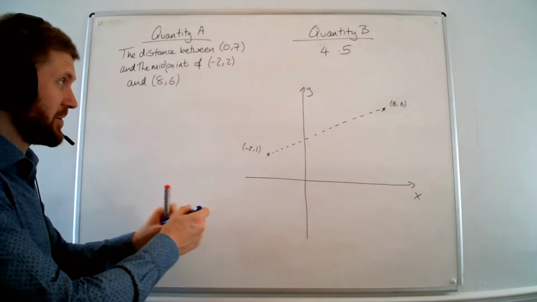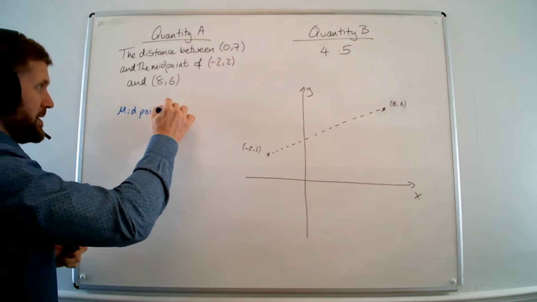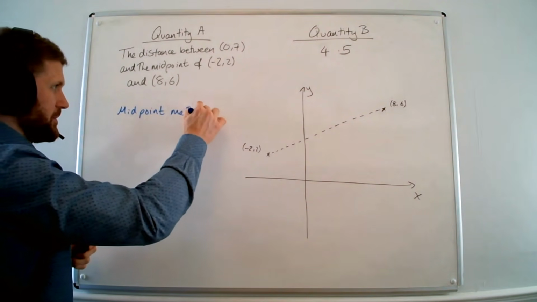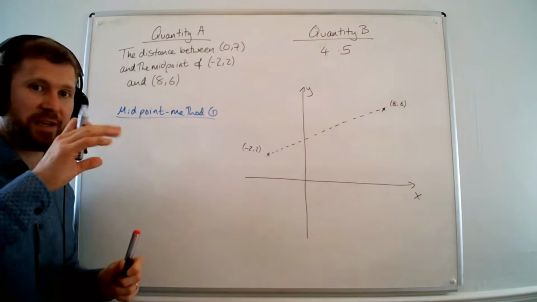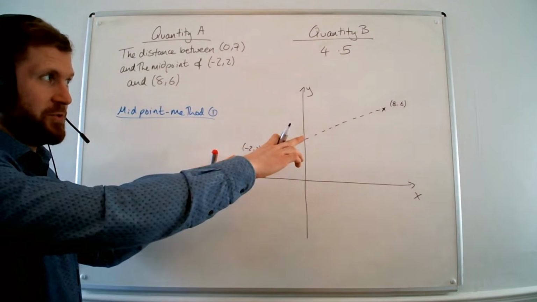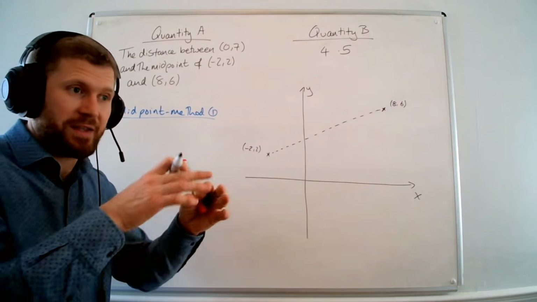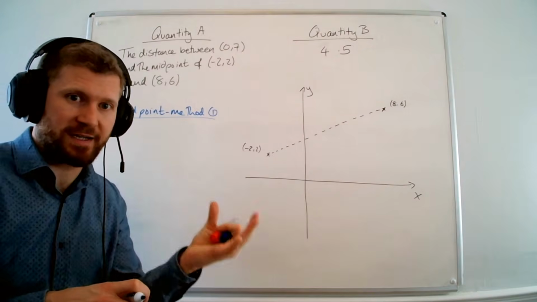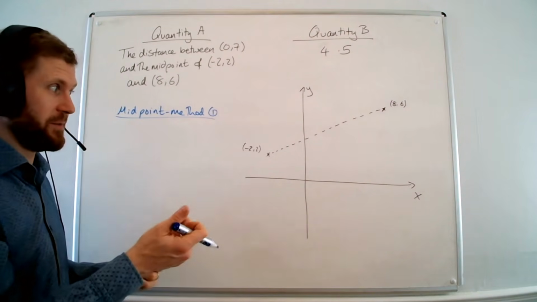I don't need the diagram, but if I'm finding the midpoint, and we'll call this method 1, what I'm going to do there is I'm going to take the average of the x coordinates of these 2 points and the average of the y coordinates of these 2 points. The average of the x coordinates of the 2 points will be the x coordinate of the midpoint. The average of the y coordinates of the 2 points will be the y coordinate of the midpoint.